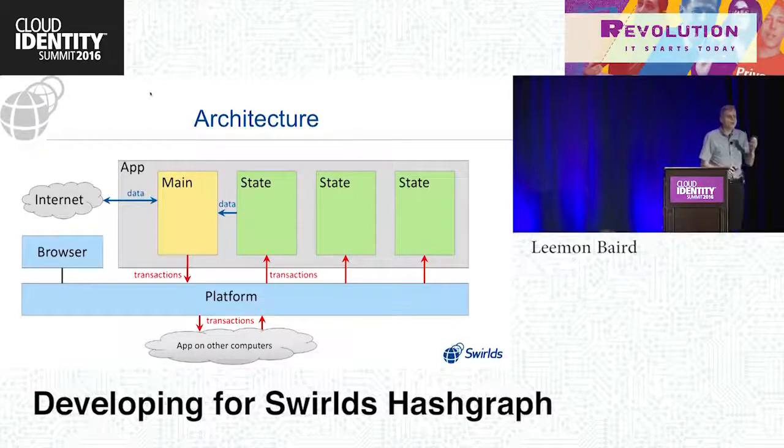I told you you have to write two classes in Java, one for main and one for state. But you don't instantiate them. The platform instantiates them. And in fact, the platform's going to go crazy and instantiate several copies of your state. Here's what's going to happen.